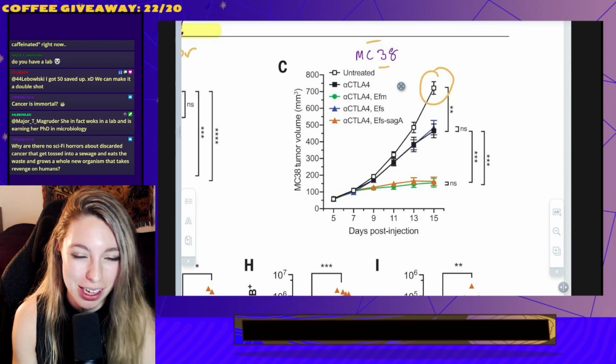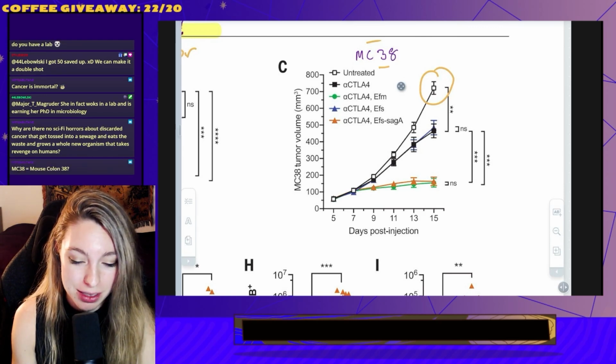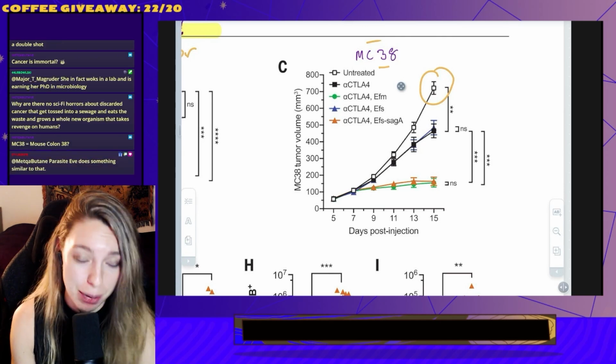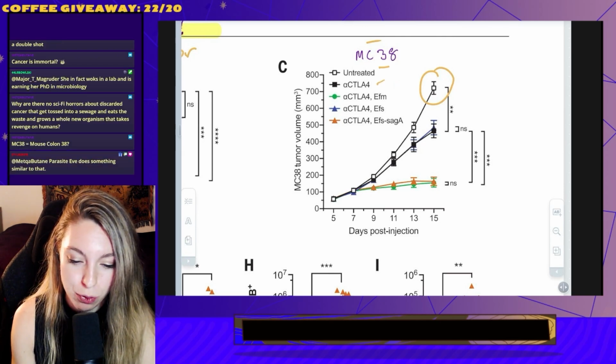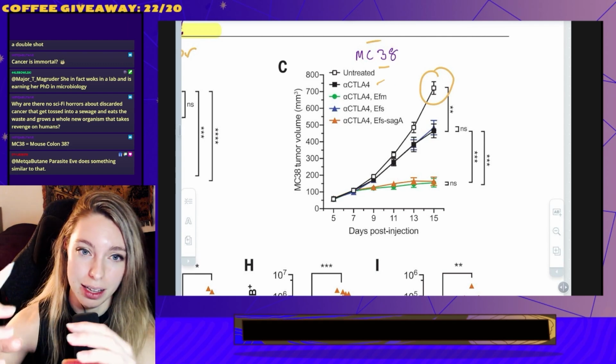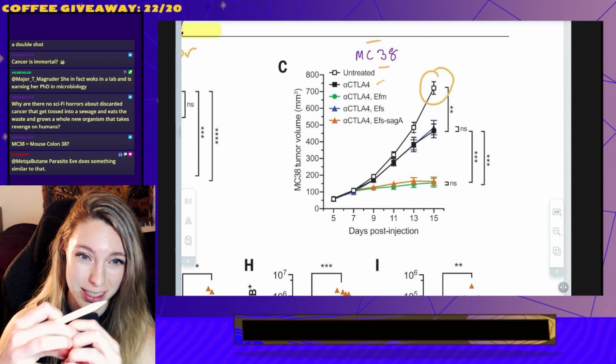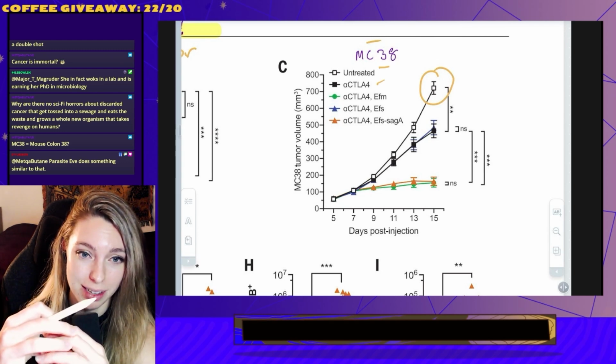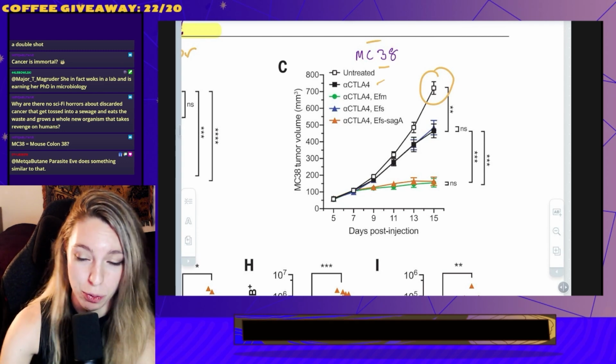Maybe they just want to see whether or not each of these different types of checkpoint blockade therapies synergizes with the bacteria. I'm not sure. But they use anti-CTLA-4, which again, if you remember, is another receptor on the T cell that, if it binds to its ligand, can inhibit the T cell. But if you block CTLA-4, then the T cell is awesome and it works really well.